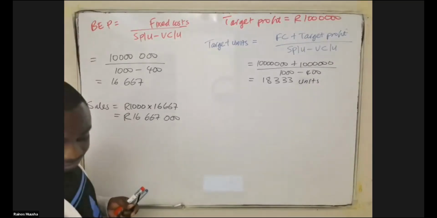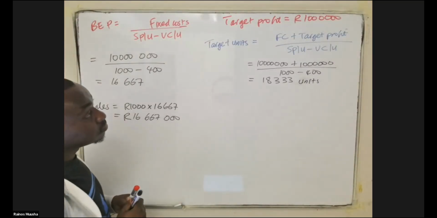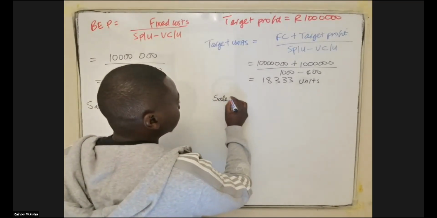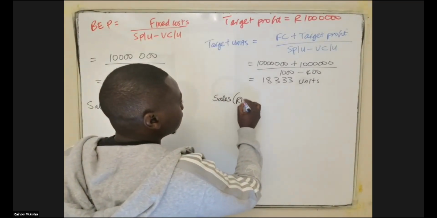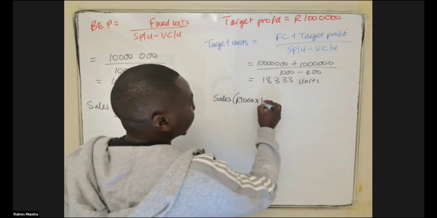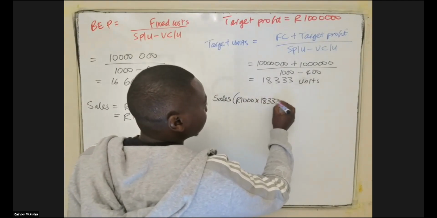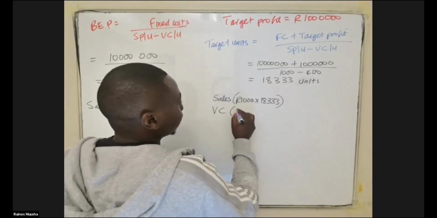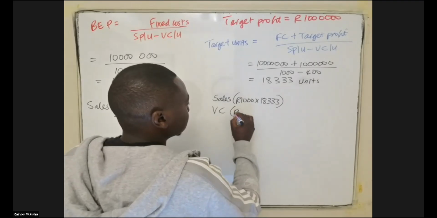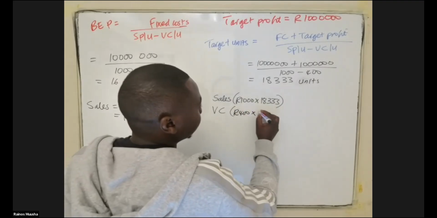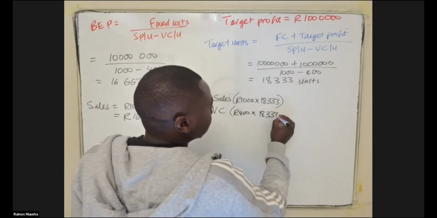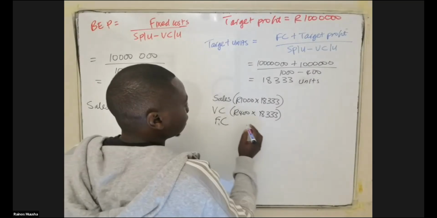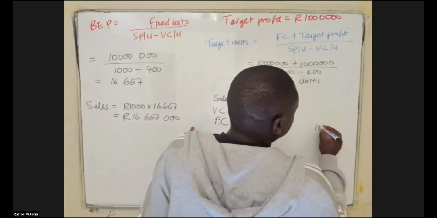To prove this, we're going to say our sales revenue is equal to 1,000 multiplied by 18,333. Our variable costs are equal to 400 multiplied by 18,333. Our fixed cost is equal to 10 million.